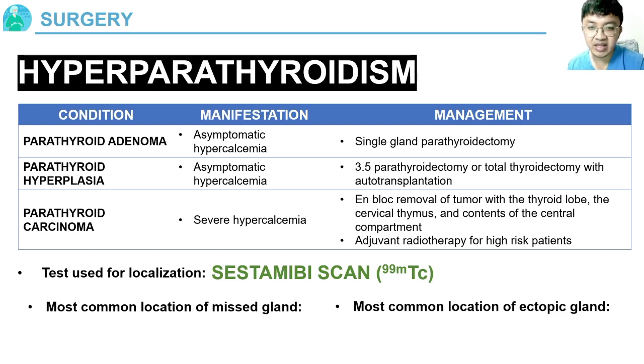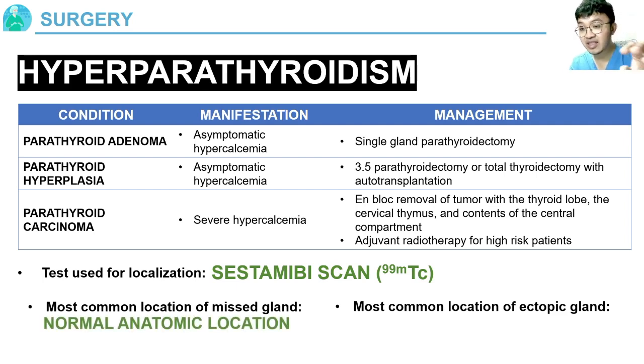So the parathyroid, again, the inferior parathyroid glands being very variable in location. When you want to remove them, you do a sestamibi scan. If you missed it, okay, so there's a difference between a missed gland and an ectopic gland. When you missed the gland, it means that the gland is still there, you just can't find it. So a missed gland, the most common location is in the normal anatomic location. If it's an ectopic gland, it's really outside the normal location of the parathyroid gland. It's usually found in the thymus. Okay, in the thymus.